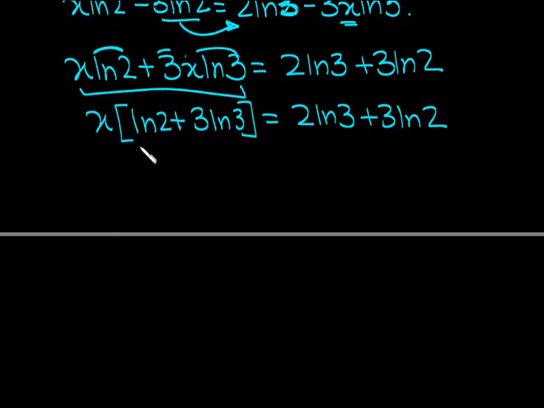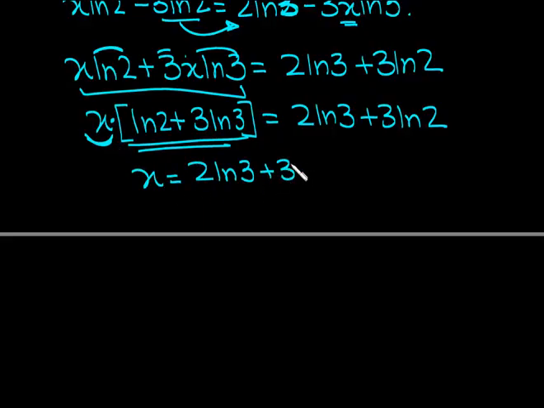Okay, so I get x times ln of 2 plus 3 ln of 3 is equal to 2 ln of 3 plus 3 ln of 2, and I can divide both sides by this because that's attached by multiplication. I want x by itself, so I get x is 2 ln of 3 plus 3 ln of 2 divided by ln of 2 plus 3 ln of 3.